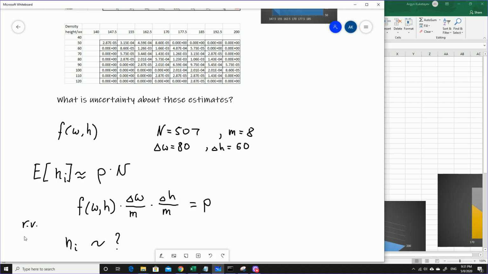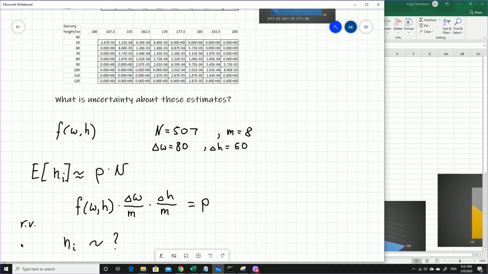Now, I already said it several times, and we should be clear about it, that the number of observations in each cell is going to be different with every sample, right? So it's a random number. If it's a random number, we always ask the question of what is its distribution.